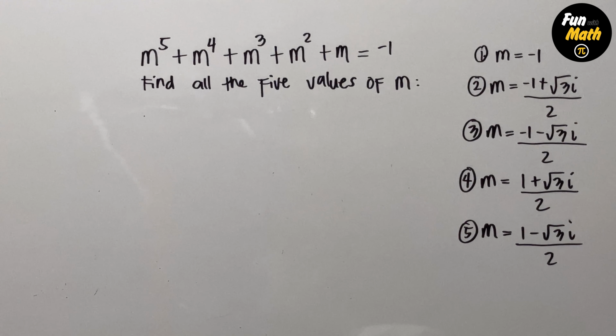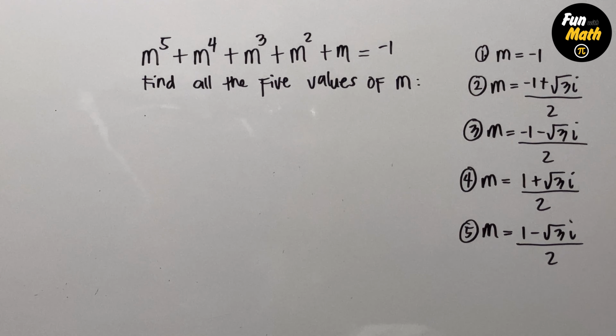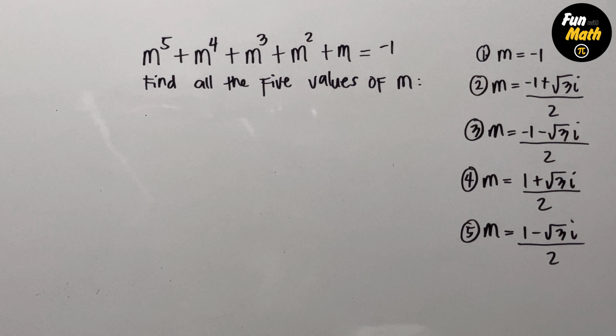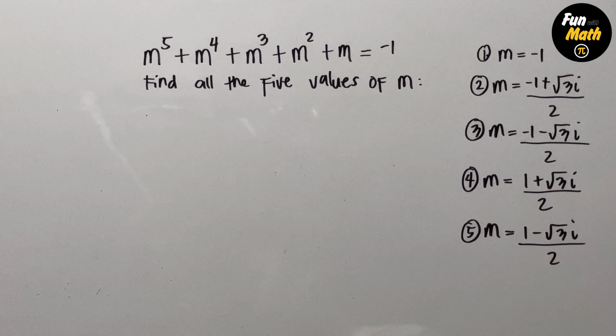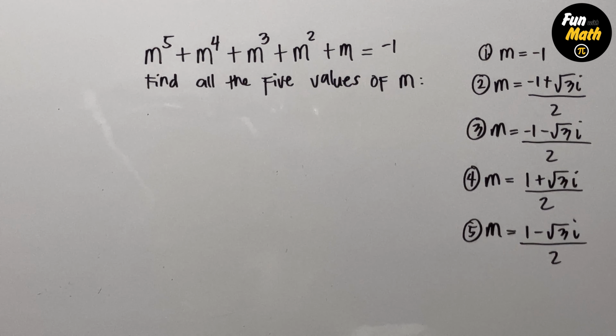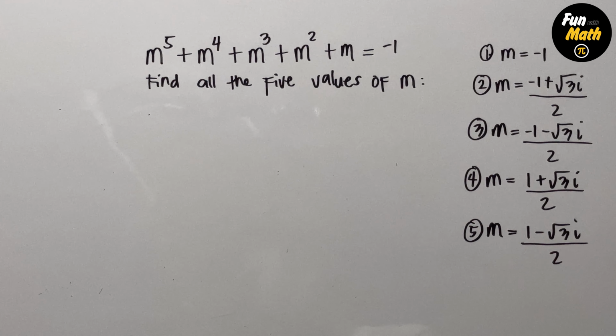Therefore, the five values of m are the following. m is equal to negative 1, m is equal to negative 1 plus square root of 3i all over 2, m is equal to negative 1 minus square root of 3i all over 2, m is equal to 1 plus square root of 3i all over 2, and the last one is m is equal to 1 minus square root of 3i all over 2.